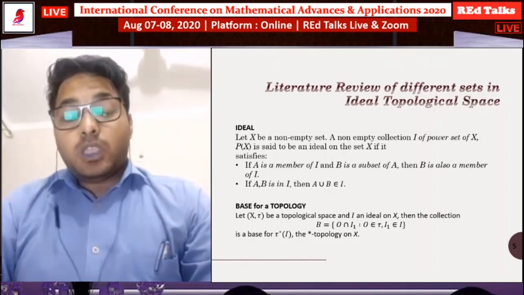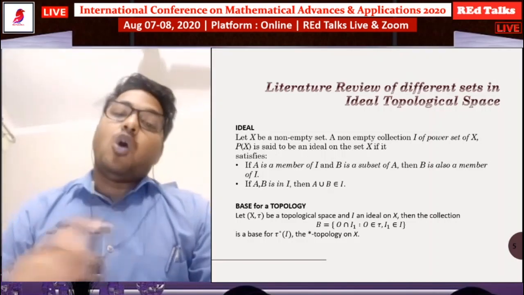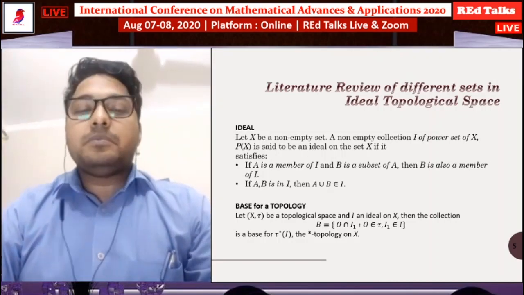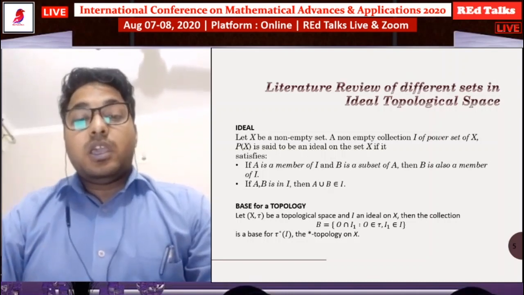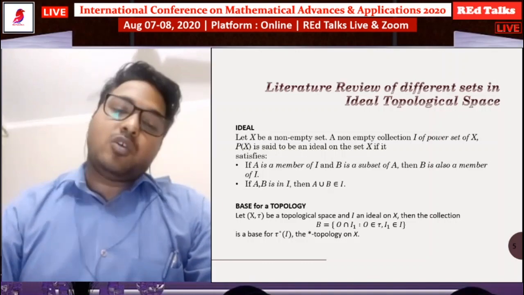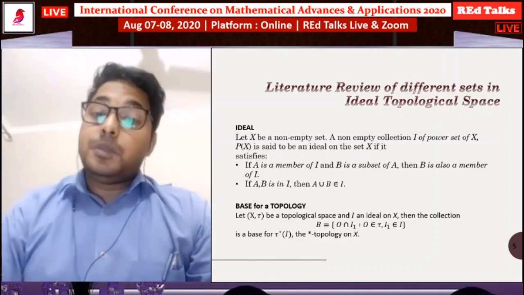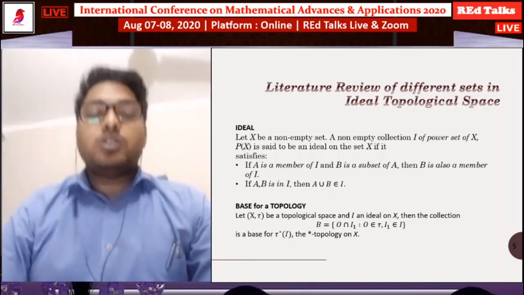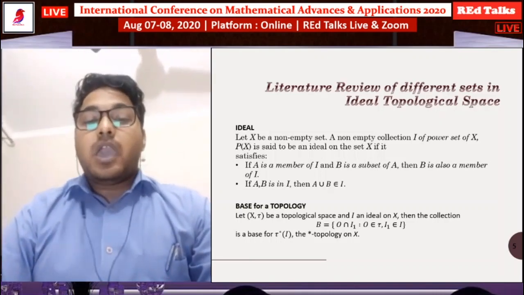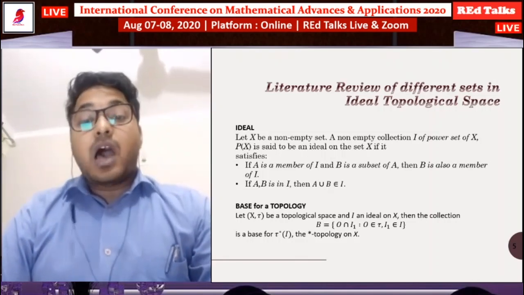Now, if A and B are members of I, then their union will also lie in that ideal. Therefore, if a subset of the power set of X satisfies these two properties, then we call that subset an ideal. Now, what do we mean by an ideal topological space? An ideal topological space means the triplet (X, tau, I), the space X, its topology tau, and the ideal I.